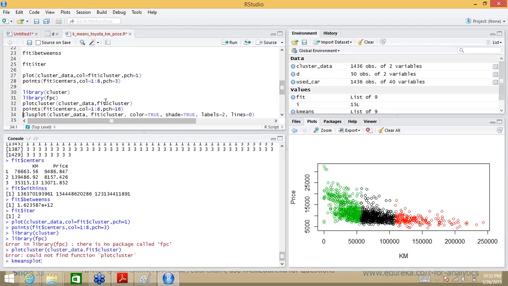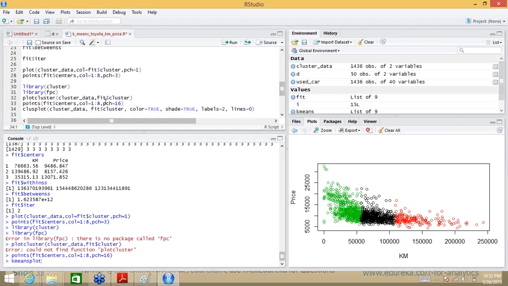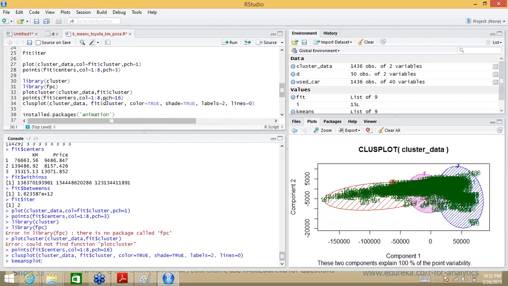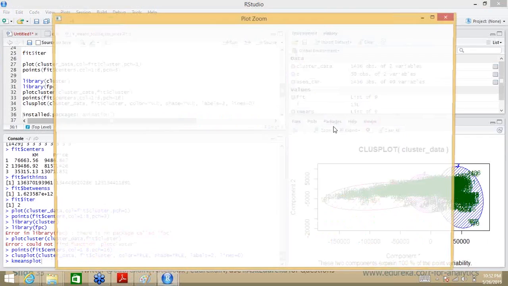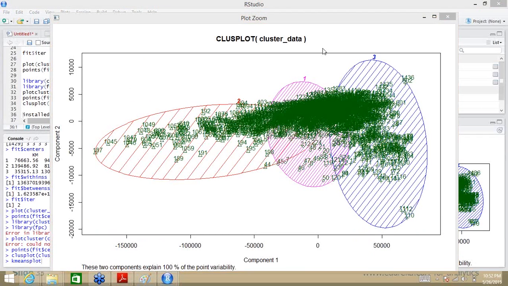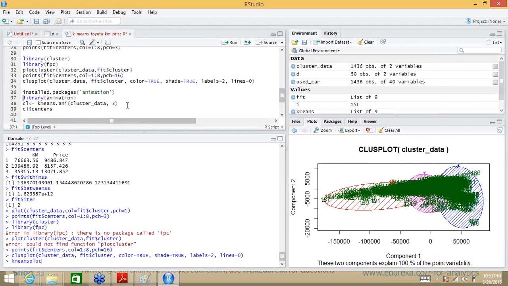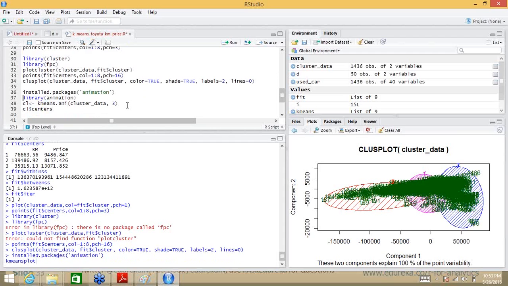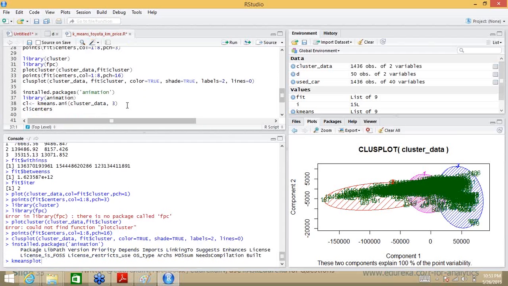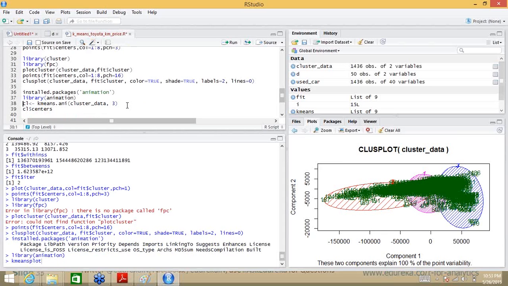Let me see, just give me a minute. Look at this, few other ways. This is one other way we can do this, because there are different packages, and you even have animation as well. This is the best part. You can take animation and look at this.